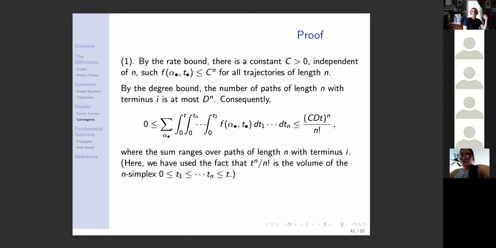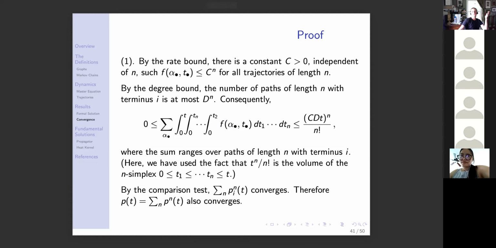We do that for a three simplex. In Math 2030, our students calculate the volume of a simplex. So it's easy to calculate the volume of a simplex. It's t to the n over n factorial. That's all it is. So I've used that here because if f wasn't there, you would have a one in the integrand, and that would be the volume of a simplex. But f is there, so you bound f by c to the n times d to the n, and this gives you that statement.